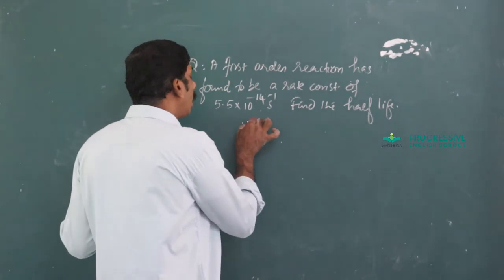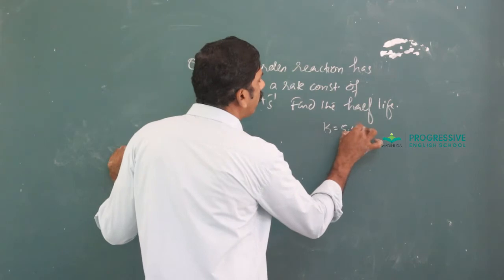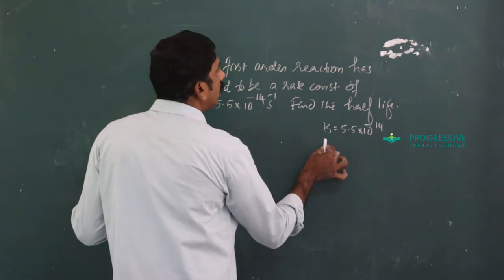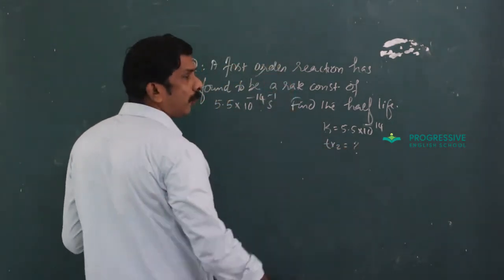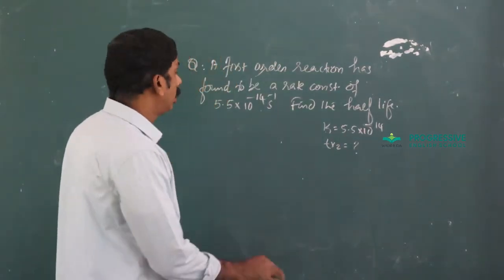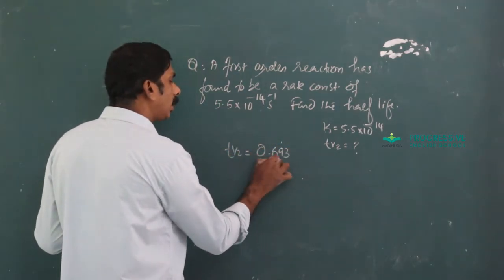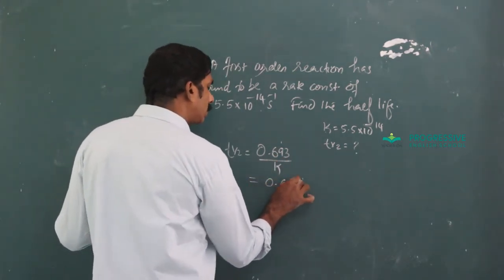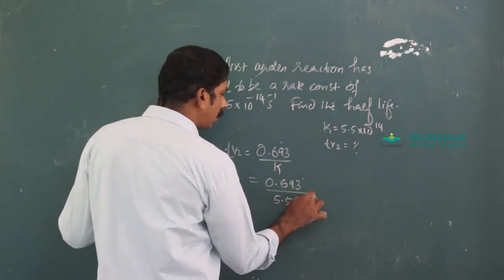Here K equal to 5.5 into 10 raised to minus 14, and you have to find out T half. The reaction follows first order kinetics. For a first order reaction, T half equal to 0.693 by K. That is 0.693 divided by 5.5 into 10 raised to minus 14.